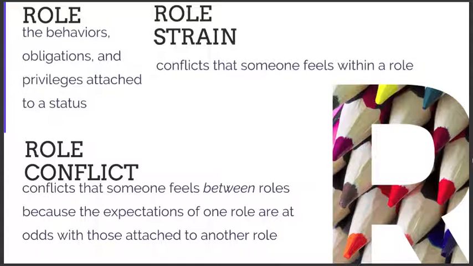So for example, using this idea of a mother and a student, the behaviors expected of a student are that they complete their homework, work on their papers, or take their exams. But as a mother, you have to take care of your child, right? So what happens if you have a child at home who's sick, but you have a paper that's due the next day in class? What do you do? How do you make sense of that? We call that role conflict.